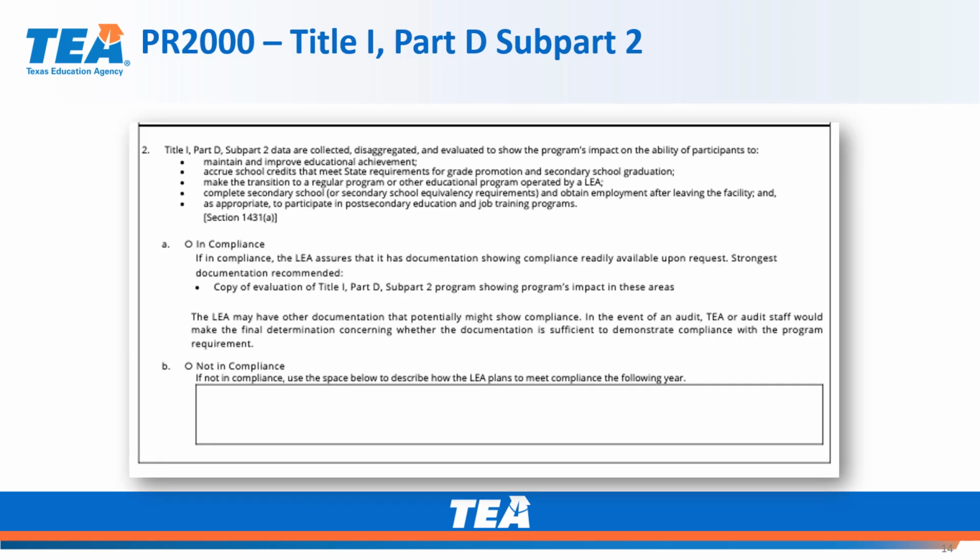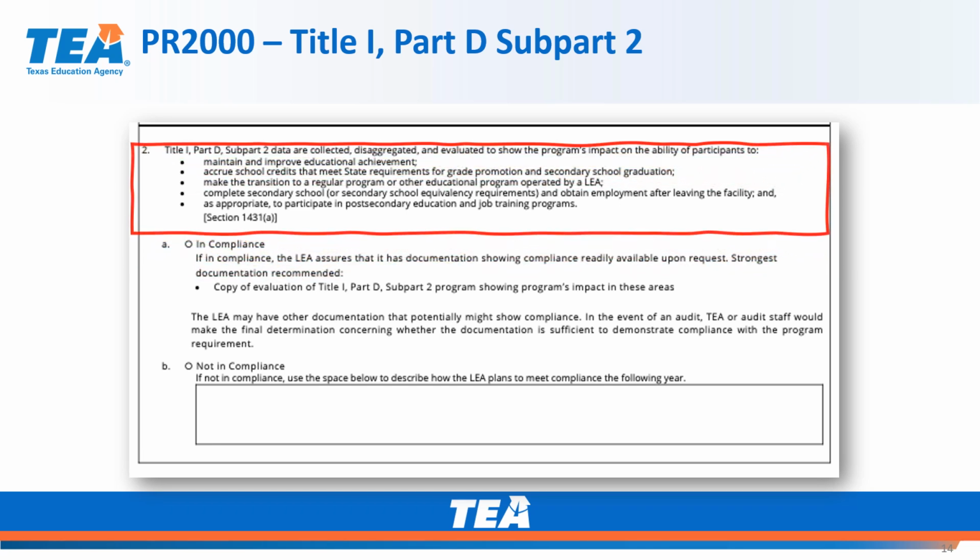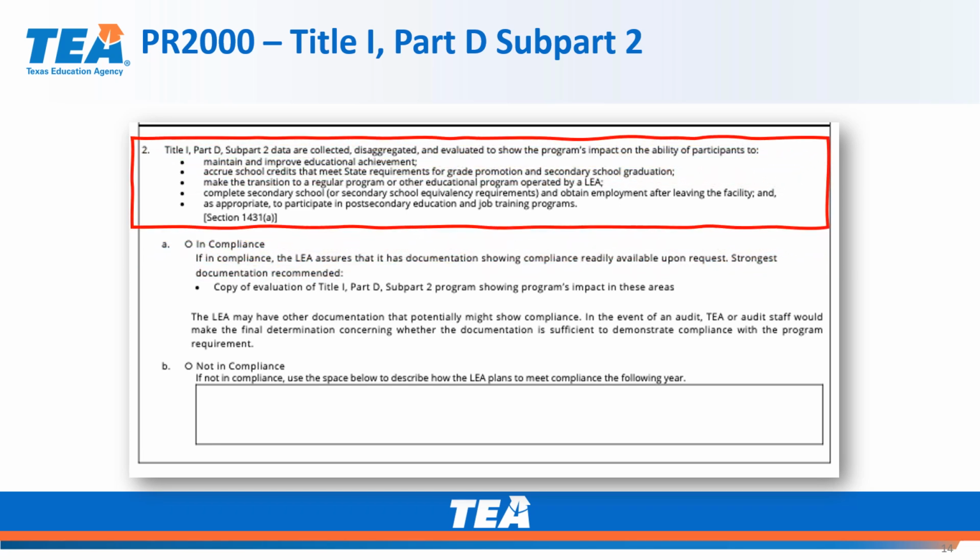The second item in Part 5A is that Title I Part D Subpart 2 data is collected, disaggregated, and evaluated to show the program's impact on the ability of participants to maintain and improve educational achievement, accrue school credits that meet state requirements for grade promotion and secondary school graduation, make the transition to a regular program or other educational program operated by an LEA, complete secondary school or equivalent, and obtain employment after leaving the facility, and, as appropriate, participate in post-secondary education and job training programs.